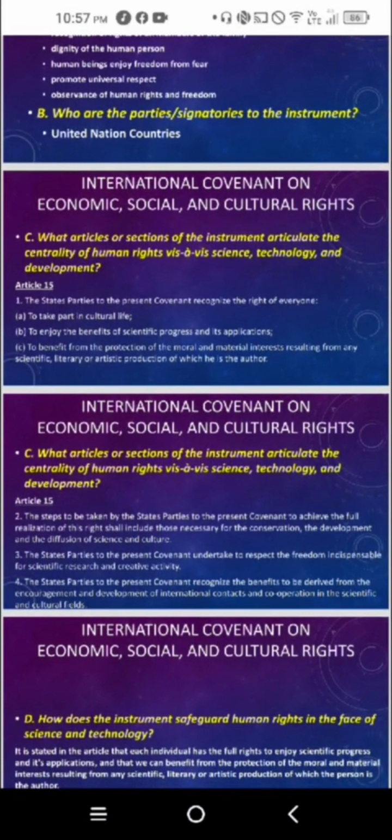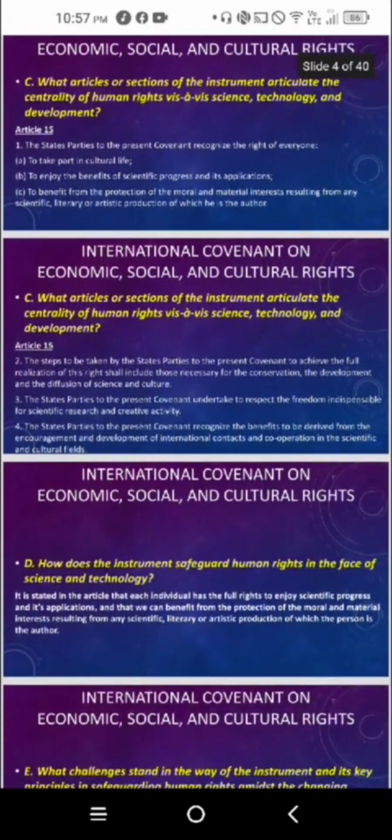What articles or sections of the instrument articulate the centrality of human rights vis-a-vis science, technology, and development? It's Article 15. The state parties to the present covenant recognize the right of everyone. And the steps to be taken by the states parties to the present covenant to achieve the full realization of this right shall include those necessary for the conservation, the development, and the diffusion of science and culture.